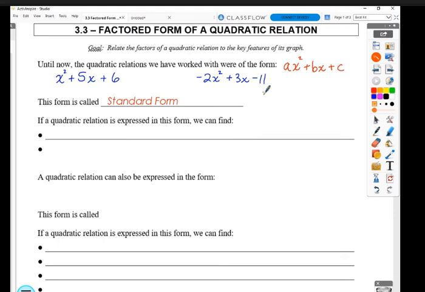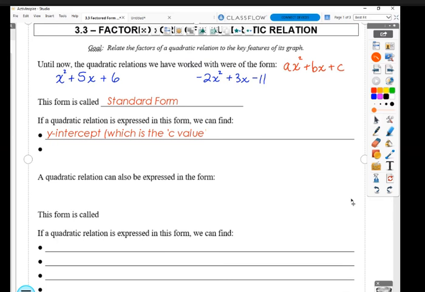Now, when these quadratics are expressed in standard form, we can easily identify the y-intercept. It's easily identifiable because it's just that c value, that last term. That quickly tells you the y-intercept. It's lovely.